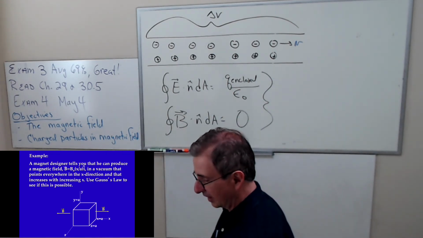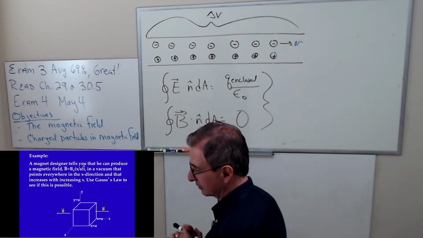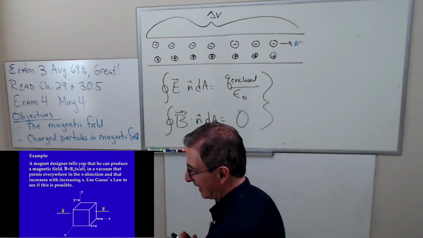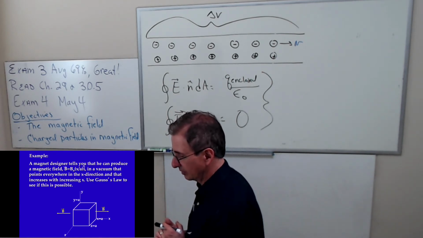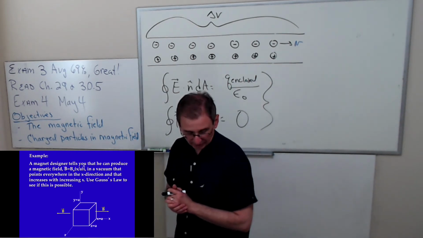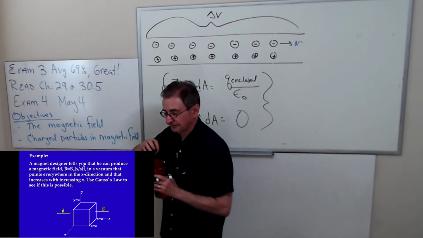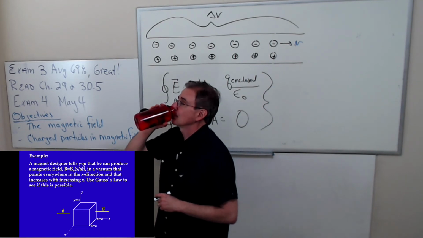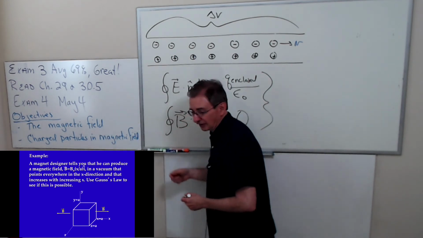So, here's an interesting question. Suppose a magnet designer tells you that he can produce a magnetic field B equals x over a i-hat in a vacuum that points everywhere in the x direction. The question is, is this field possible? What do I have to do to prove that this field is possible? That the flux is equal to 0? I have to show that the flux is equal to 0.